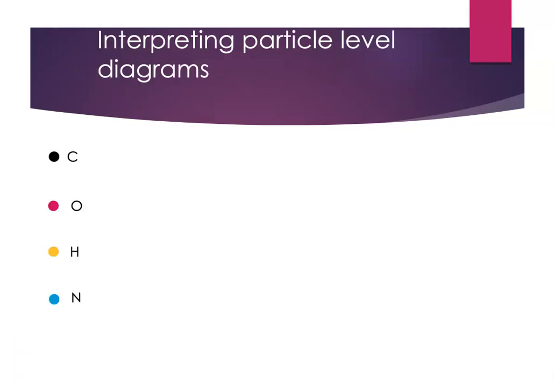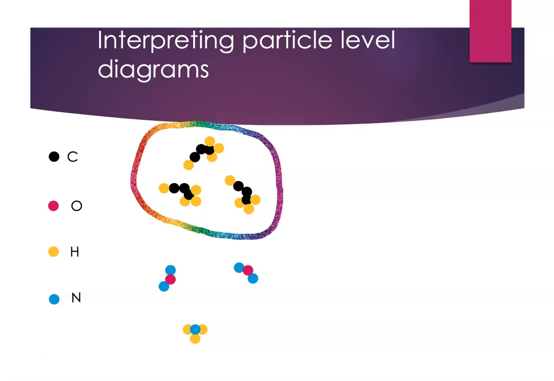Now, another variation on this is we can use it to interpret particle level diagrams. So, here's a bunch of particles. The black circles are carbon atoms, the red circles are oxygen atoms, the yellow circles are hydrogen atoms, and the blue circles are nitrogen atoms. If we look at those top 3 molecules, there are 3 of them that are identical. Each one of them has 3 carbon atoms and 4 hydrogen atoms. So I could write it as 3C3H4.